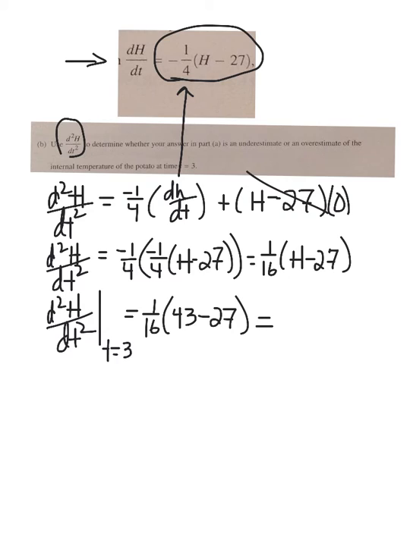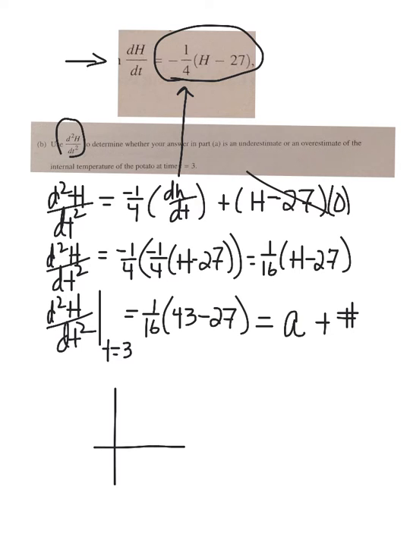Now listen, I'm not really concerned with what the number is. I just want to know what kind of number I have here. If I work this out, I realize that I have a positive number. Now let's think about this for a second. The second derivative when I plug in a 3 is a positive number. Second derivative is positive. If the second derivative is positive, what does that tell you about the function?